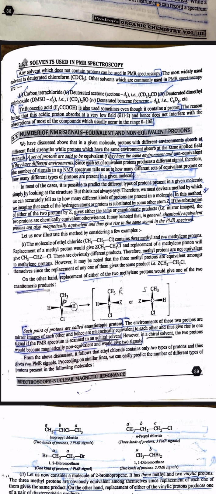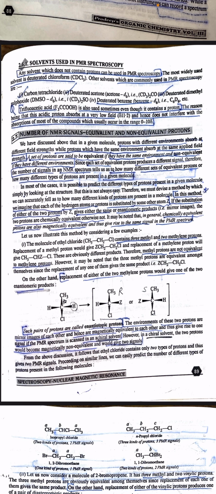If the substitution of either of the two protons by Z gives the same number of isomeric products, then the two protons are chemically equivalent, otherwise not. It may be noted that, in general, chemically equivalent protons are also magnetically equivalent and thus give rise to the same signal in the PMR spectra.